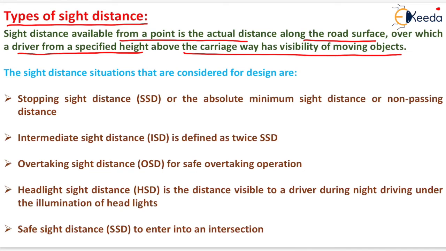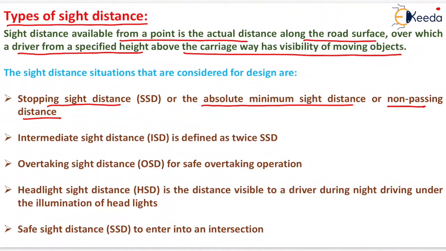Now we have various types of sight distances which are as follows: stopping sight distance, or the absolute minimum sight distance, or non-passing distance. Now, stopping sight distance is the minimum sight distance available on a highway at any spot having sufficient length to enable the driver to stop a vehicle traveling without collision with any obstruction.